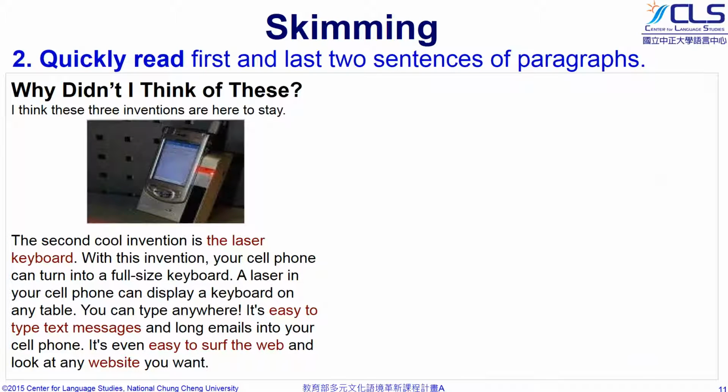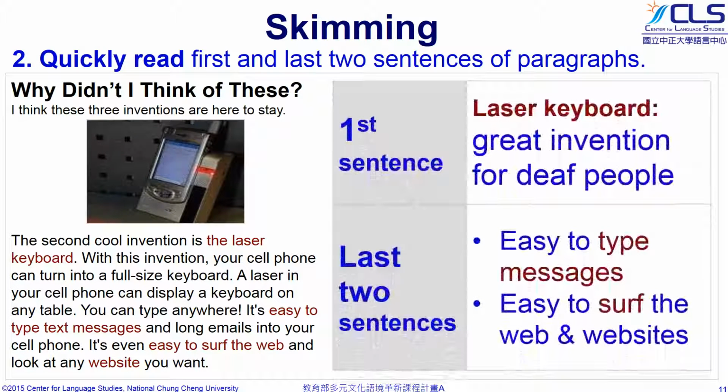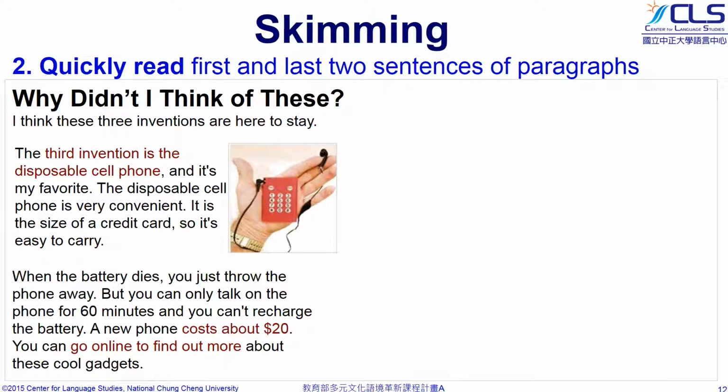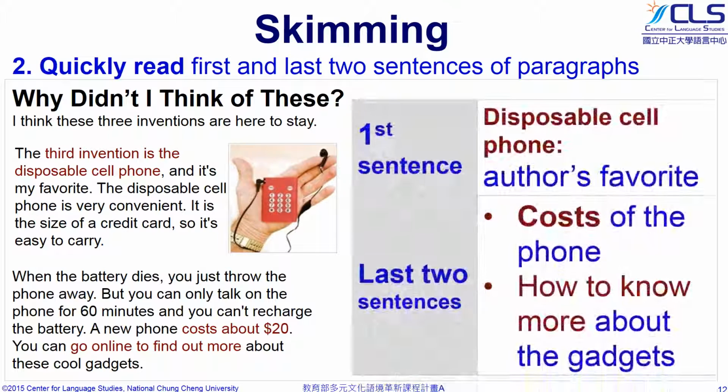Quickly read over the first and the last two sentences of the paragraph. And we will know it's about laser keyboard. Again, quickly read the first and the last two sentences of this paragraph. We know it's about disposable cell phone.